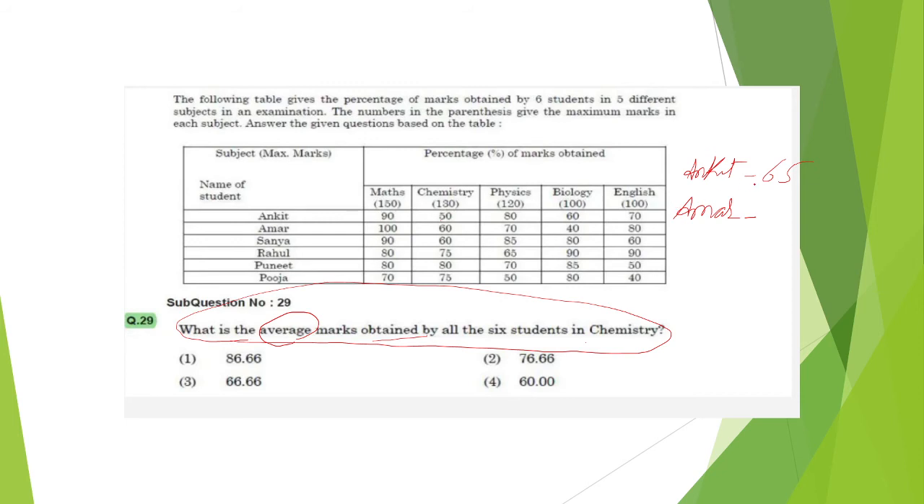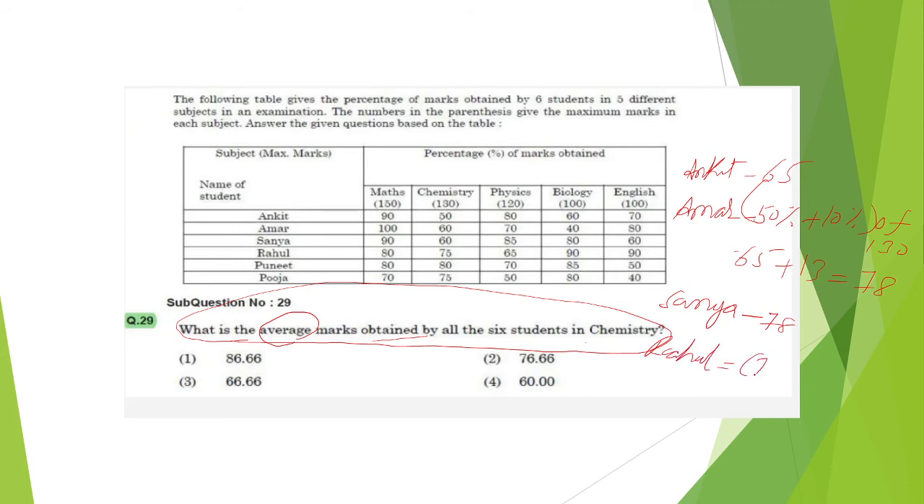Next, Amar, how much? 60 percentage. That means 50 percentage plus 10 percentage of 130. That means 65 plus 13, that is 78. Next, Sanya. How many marks did she get in chemistry? 60 percentage, same, 78.